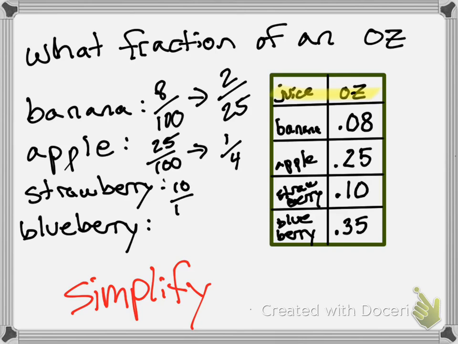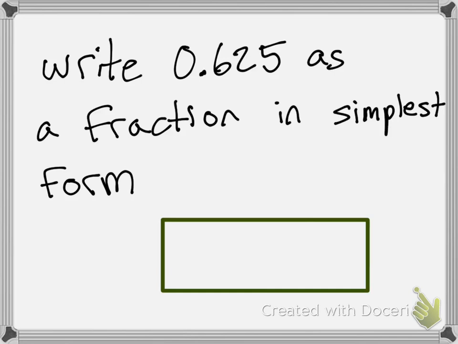Strawberry is 10 over 100. Their greatest common factor is 10. We get 1/10. And blueberry is 35 over 100. Their greatest common factor is 5, so we get 7 over 20.